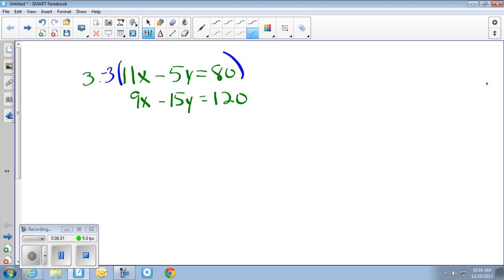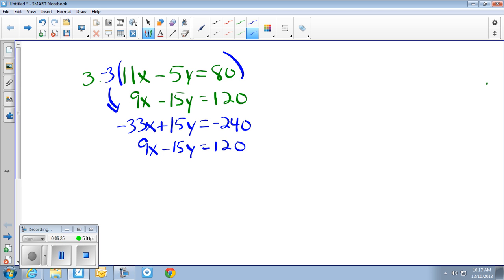I'm going to rewrite down here, and I get a negative 33x. Make sure all your signs are correct. I'm multiplying everything by that negative 3. So negative 3 times a negative 5 is a positive 15y, and then a negative 3 times 80 is a negative 240. And then I'm going to rewrite the second equation. And now I can eliminate my y's.